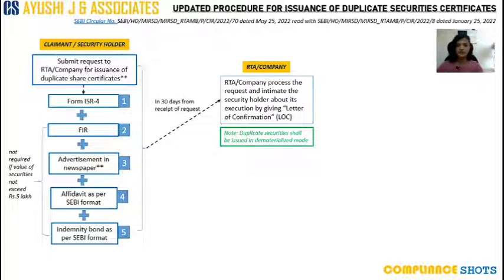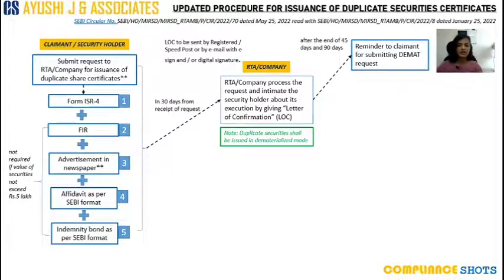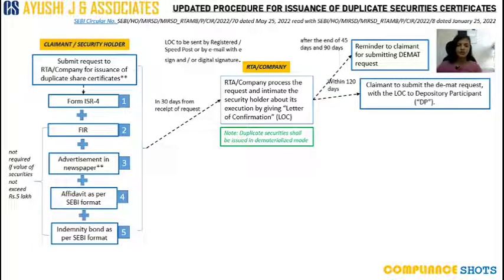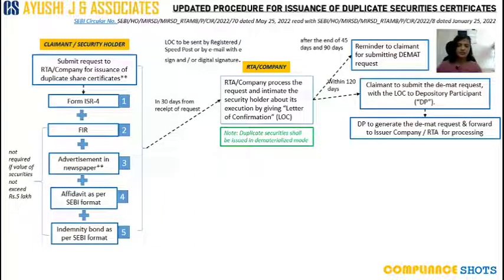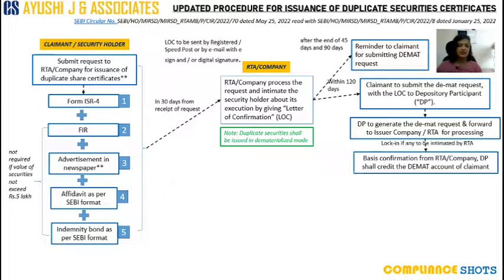Now the duplicate certificates can only be issued in dematerialized mode and not in physical mode. If the claimant does not submit the request with the depository participant within a period of 45 days or 90 days, as the case may be, from issuance of LOC, the RTA or company shall issue 2 reminders, each after 45 days expiry and 90 days expiry. The letter of confirmation in totality would be valid for a period of 120 days from the date of its issuance, within which the security holder shall make a request to the depository participant, that is DP, for dematerializing the securities.